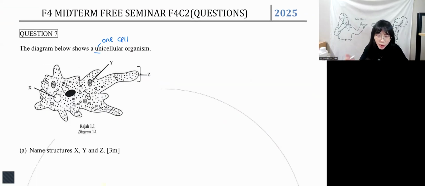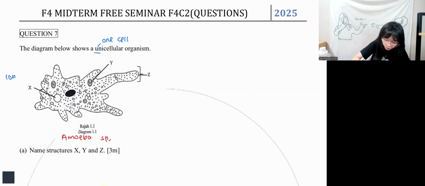The diagram here shows what species, before we label X, Y, Z? Correct. The diagram here shows an amoeba species, right? Okay, label X, Y, Z. X is empty inside. There's nothing inside X. So X is a contractile vacuole. Very good. This is the contractile vacuole.